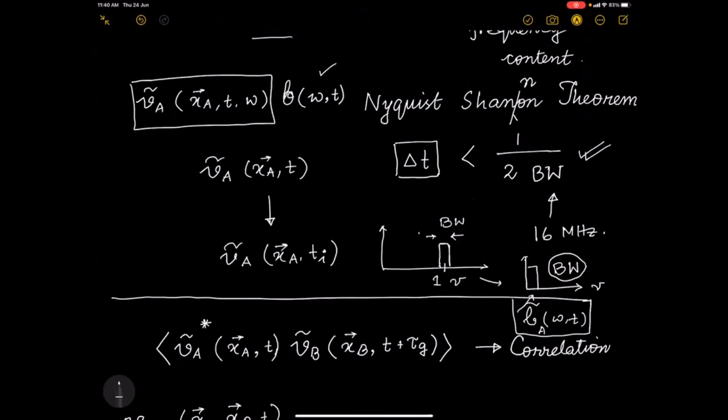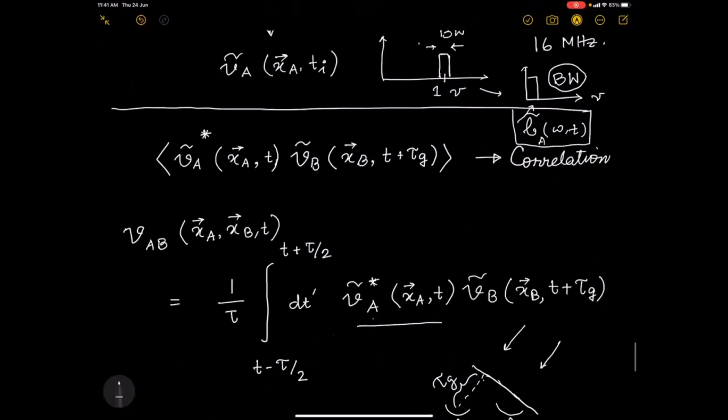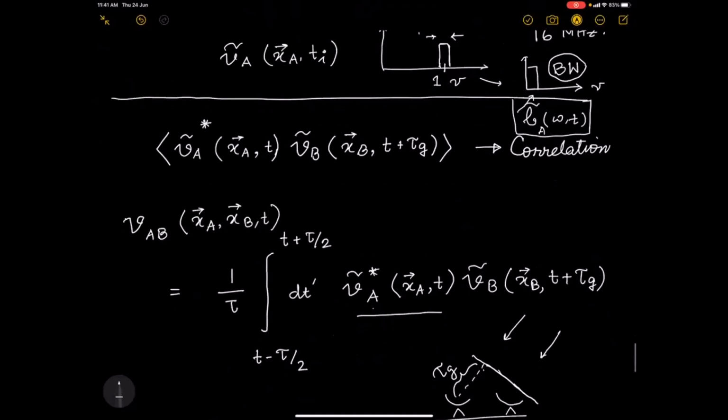Fine. For the time being, for all the discussions here, you can just assume there are two antennas at two different positions, XA and XB, and you can assume there are many of them. Every pair, you are taking the voltage from every pair and doing this correlation operation. All right.